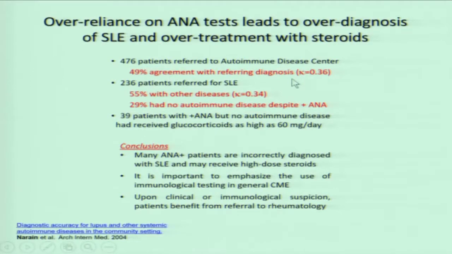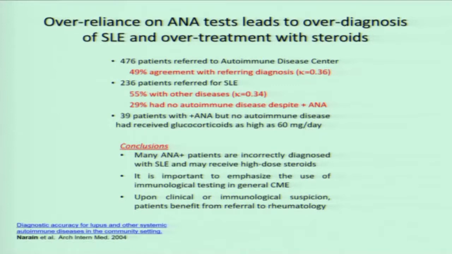Here is just an example, a study that illustrates that. These are 476 patients referred to the Gainesville Autoimmune Disease Center, which is highly specialized. Now, the agreement between the presumed diagnosis for which the patients were referred and the final diagnosis was really very poor, less than 50%. For SLE it was about similar, and about 30% of all those patients referred had no autoimmune disease despite the positive ANA.